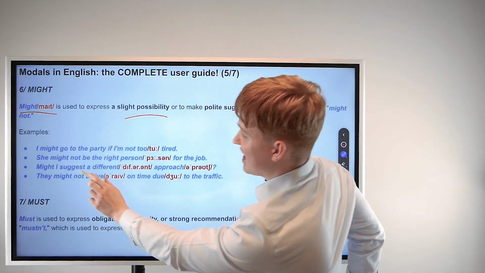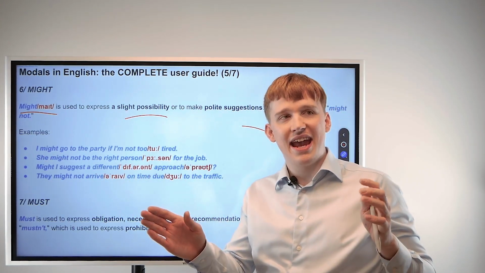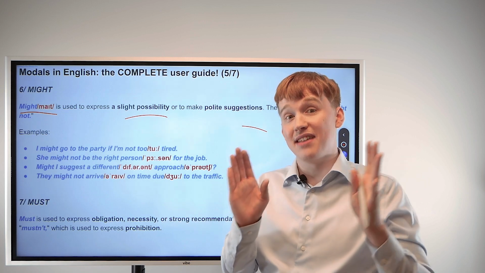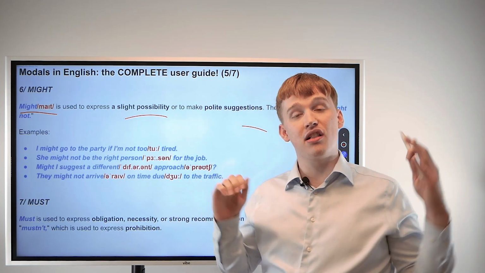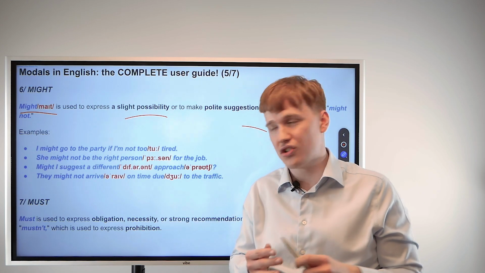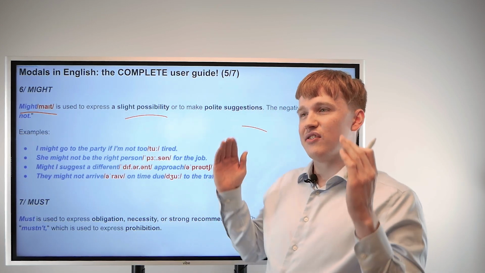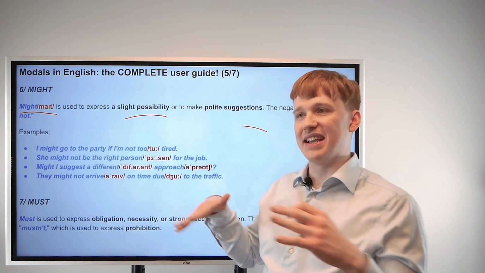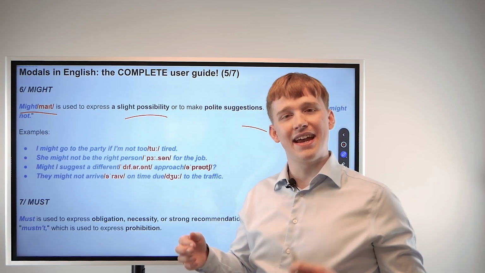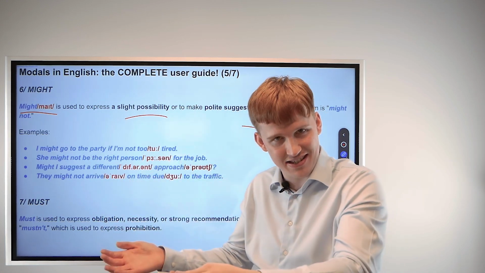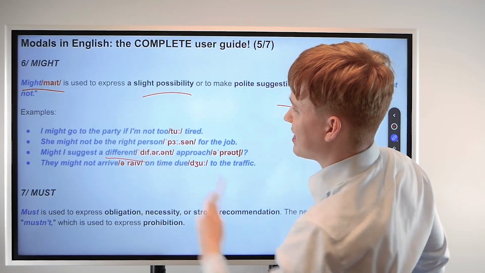Okay, might I suggest a different approach? So you're kind of saying there's a slight possibility that I can make that, and this is used as a polite way of saying this sentence. So might I suggest, it's once again a softer way of making this sentence. Instead of saying, I'm going to make a suggestion here, you could say, might I suggest this? And it's a much nicer way of saying it. Can you say different?